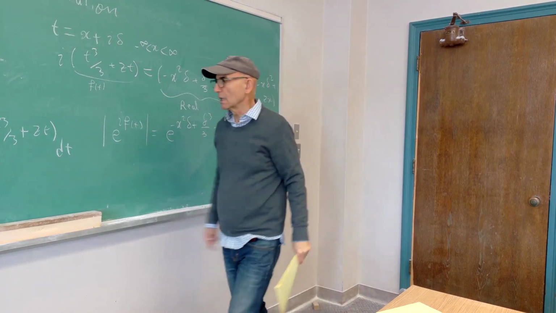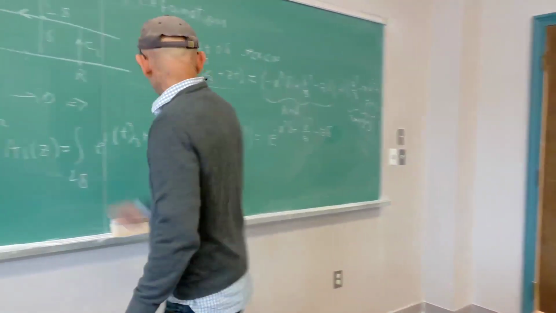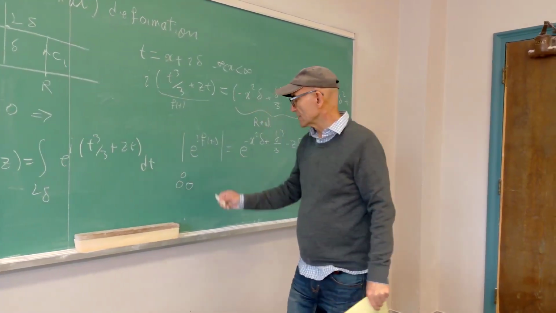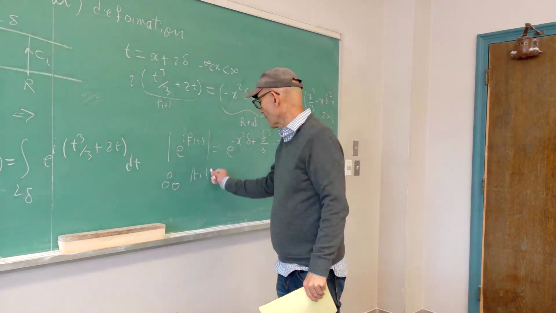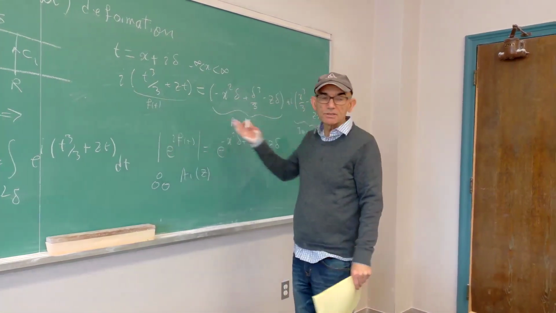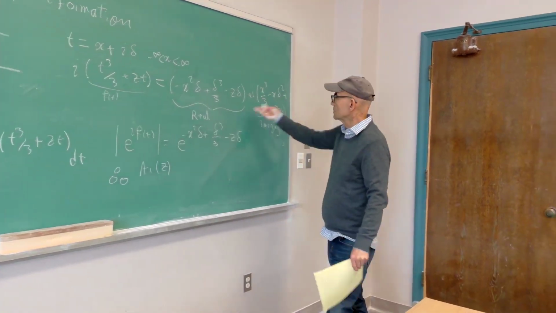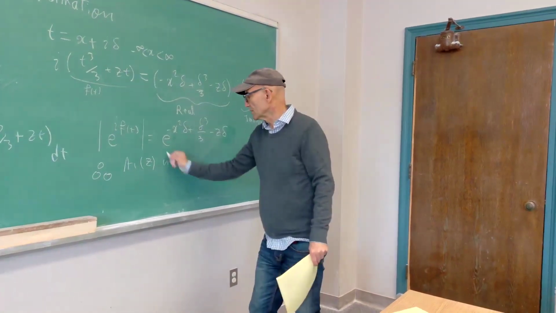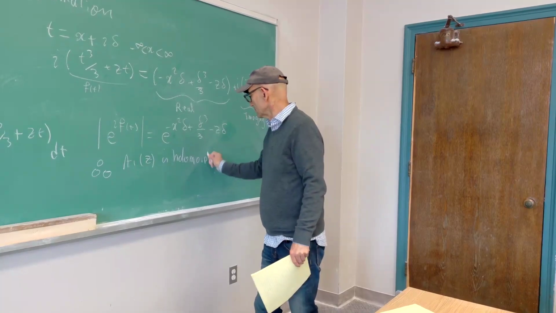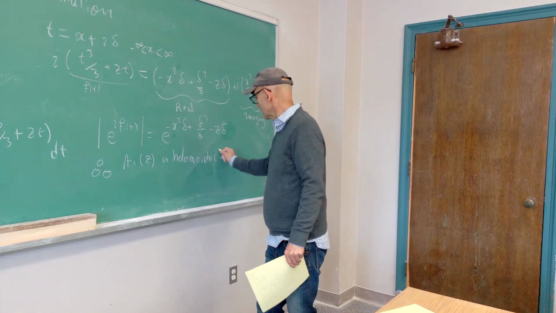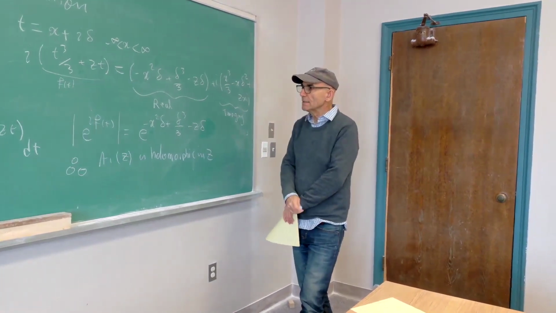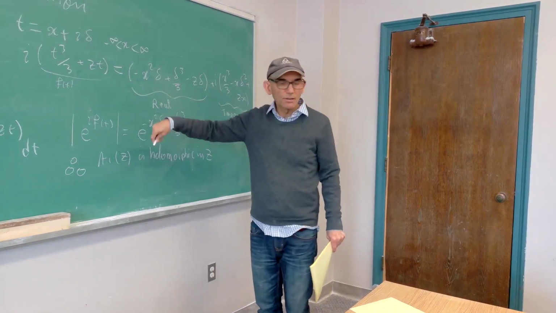So we are done. The conclusion is that Ai of z is not only well defined, it's actually a holomorphic function itself, because this integral is holomorphic. And then you can differentiate under the integral sign.